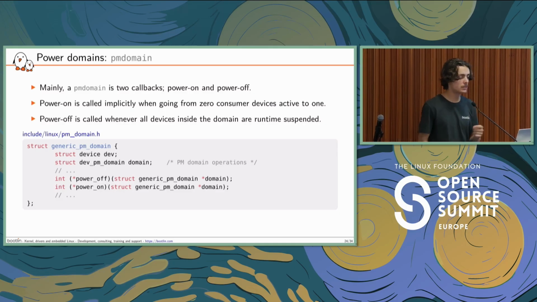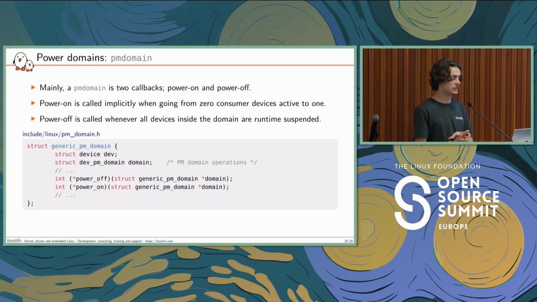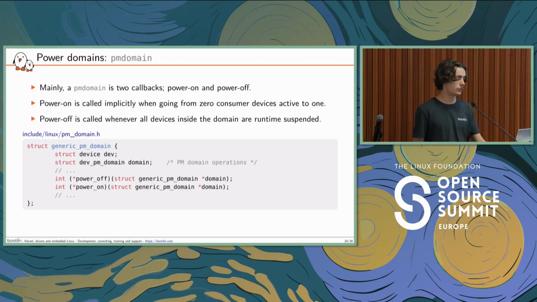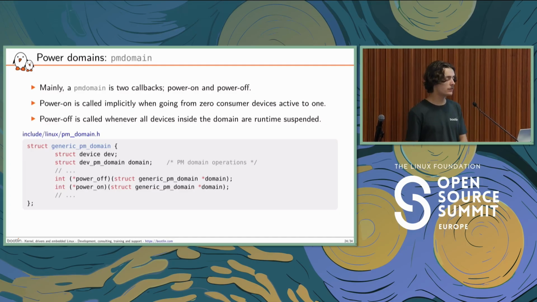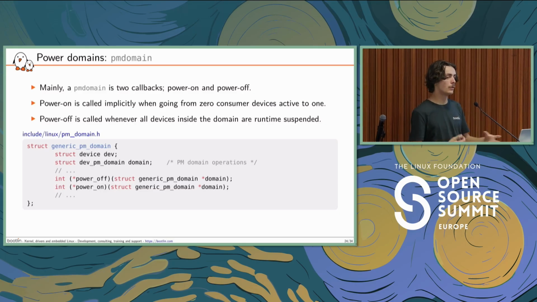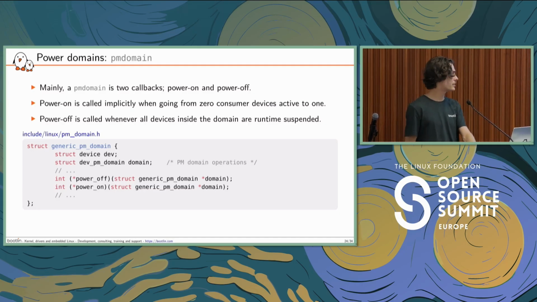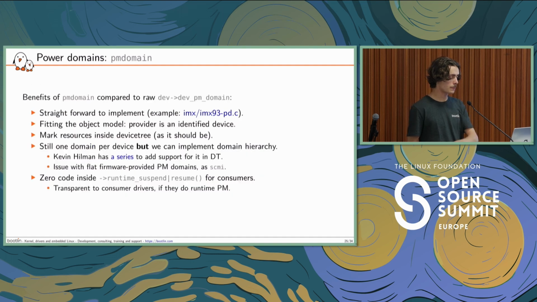The domain is a device, so that's the first field you have inside. Then you have the struct dev PM domain. Notice that that domain that we saw is inside struct device. So that's what we'll be embedding inside struct device. And then you have your two callbacks. And I omitted maybe 50 fields inside this struct.